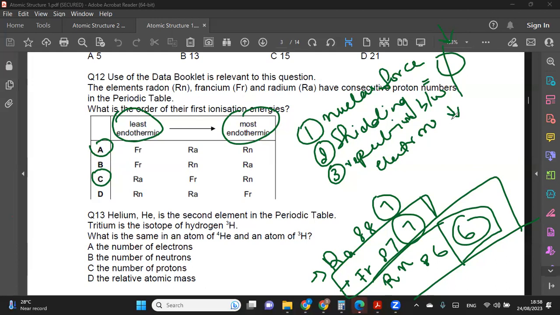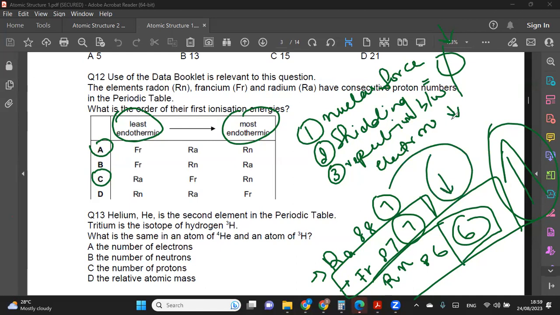So, you and I decided that Rn, radon, has the most energy. So this is the most. Now we have to choose between francium and radium. Between francium and radium, who has less energy? Francium. So francium will have the least energy and radon will have the most energy, and that is option A. Got it? Making sense, Khadija?